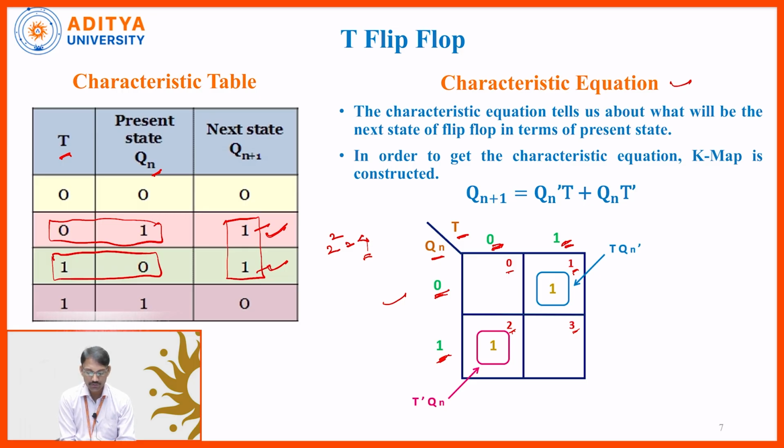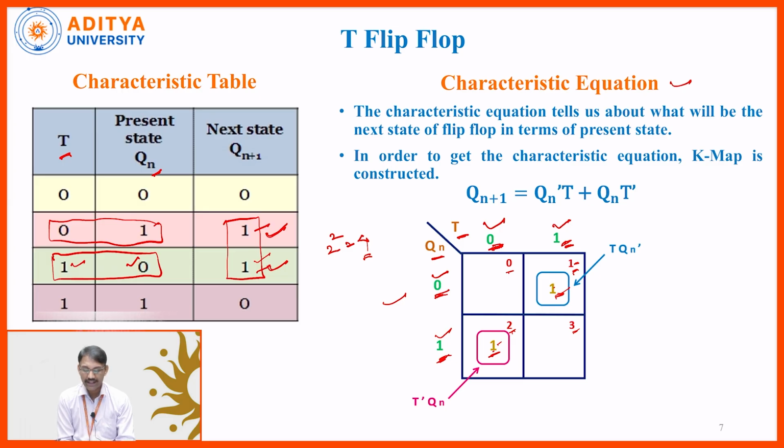So when T is equal to 0 and Qn is equal to 1, we have to place 1 here. For the second one, T is equal to 1 and Qn is equal to 0. Then this is 1, we have to place 1 here, that means in box 1. So these two ones are placed.